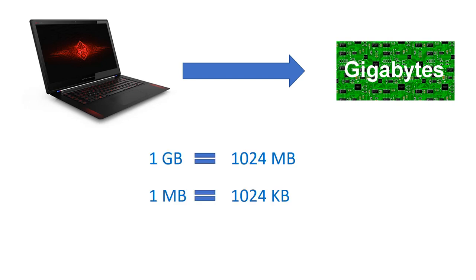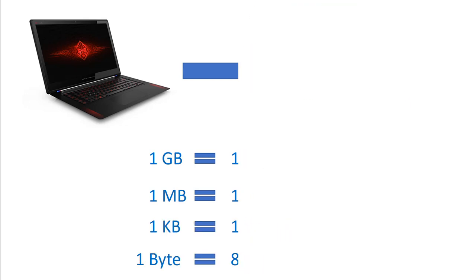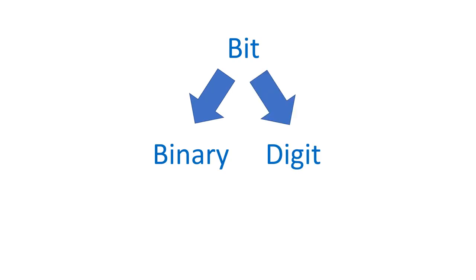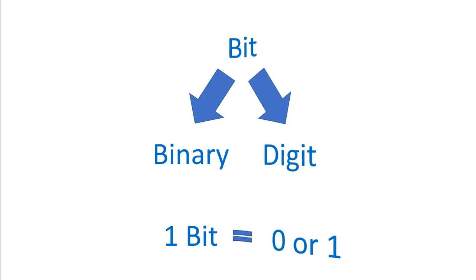Well, it turns out a gigabyte is 1,024 megabytes, and a megabyte is 1,024 kilobytes, and a kilobyte is 1,024 bytes, and a byte is 8 bits. So, what is a bit? A bit is actually an abbreviation for binary digit. That means that a bit is literally just a 0 or a 1.